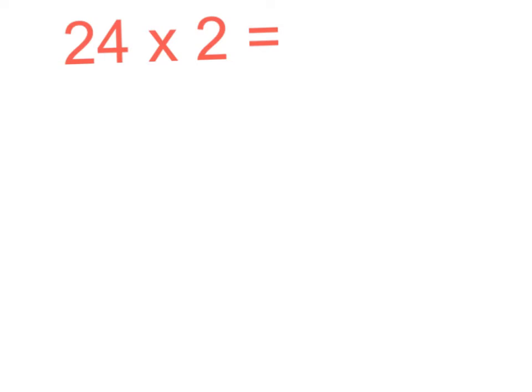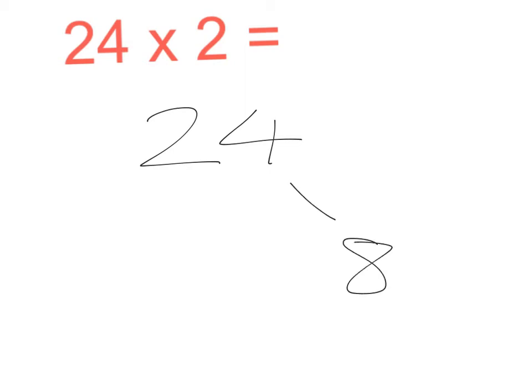The first skill the children are going to explore this week is doubling, when we multiply something by 2. And we do that by partitioning the numbers and multiplying them separately. So, 4 times 2 is 8. And then we need to do 2 lots of 20, which is 40. Altogether there, we've got 48.